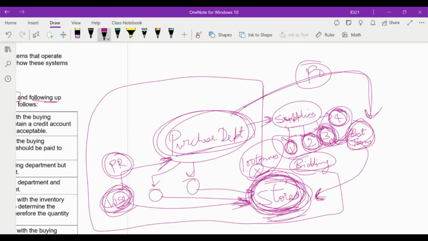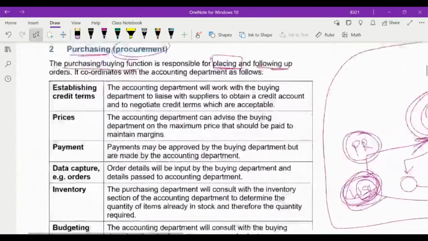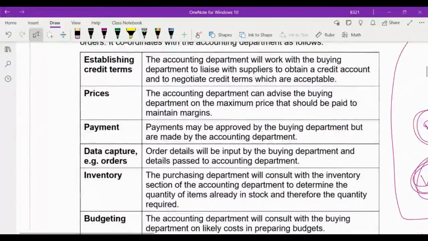But what about the accounting department? I've told you the whole process, but there's no mention of the accounting department. See, every time whenever any activity is done for capturing data or for making numerical decisions, there is a need for the accounting department. Let's see how the accounting department is involved in the procurement activity.